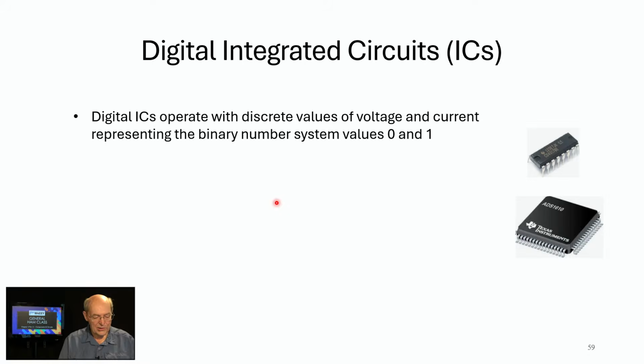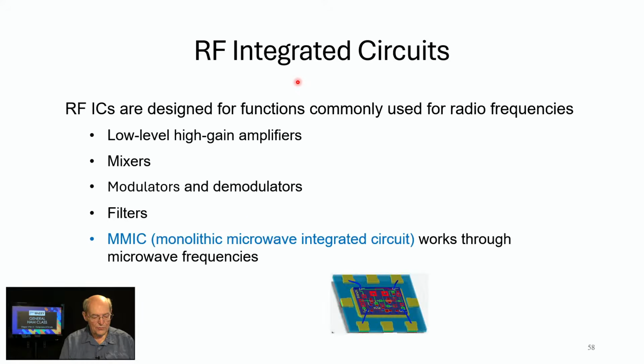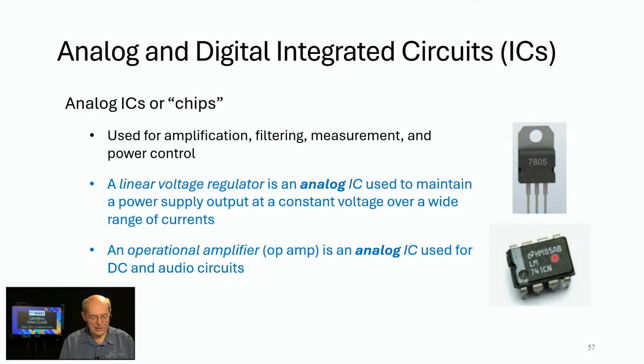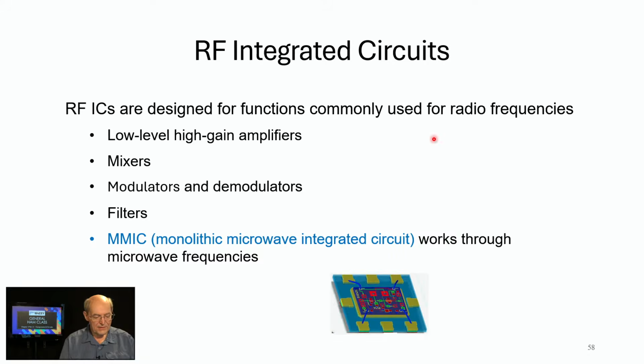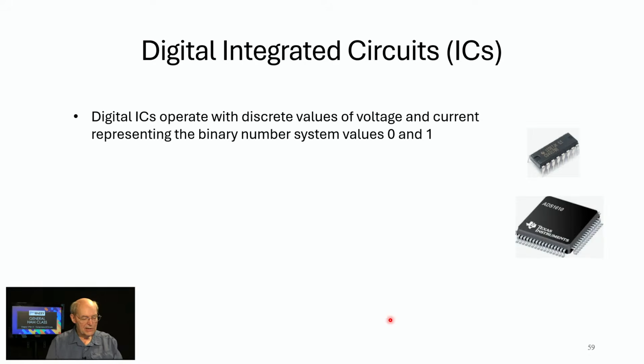Continuing with digital integrated circuits. The ones that we saw before were analog, okay? Voltage regulators and amplifiers. Another amplifier used at high frequencies. Now we're getting into digital integrated circuits. These operate on ones and zeros rather than a wide range of analog values. They operate with discrete values of voltage and current representing the binary number system values 0 and 1. This kind of links back to our saturation and cutoff switch examples that we were looking at with transistors.